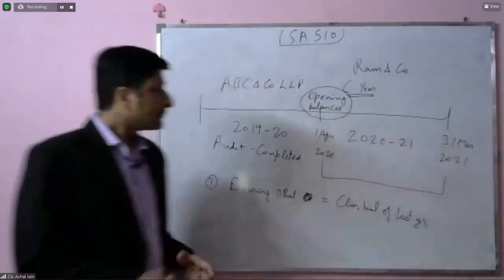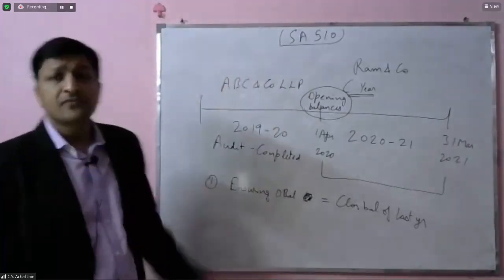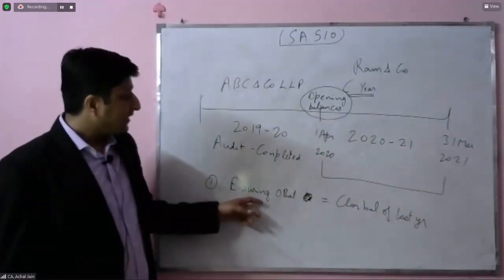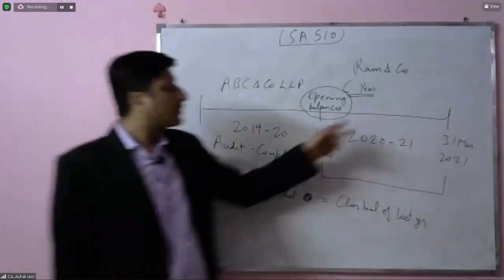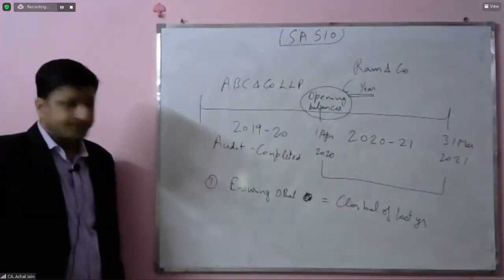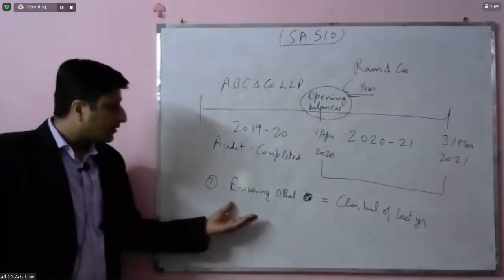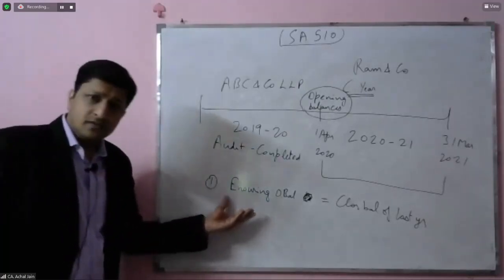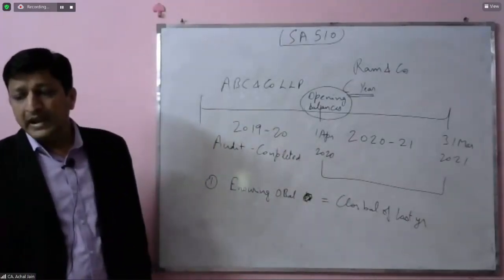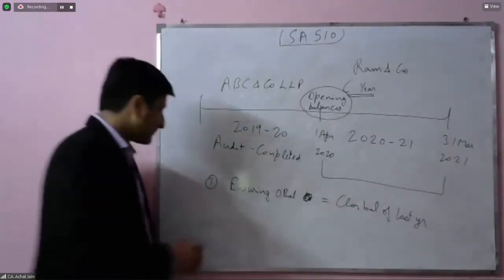So even if this auditor would have continued, this procedure would have been performed by him. And that's why this procedure will also be required to be performed by our Ram and Company. Ram and Company will have no option in respect of leaving this procedure. So this procedure is common to both of them, and both will have to perform it. So this is number one.